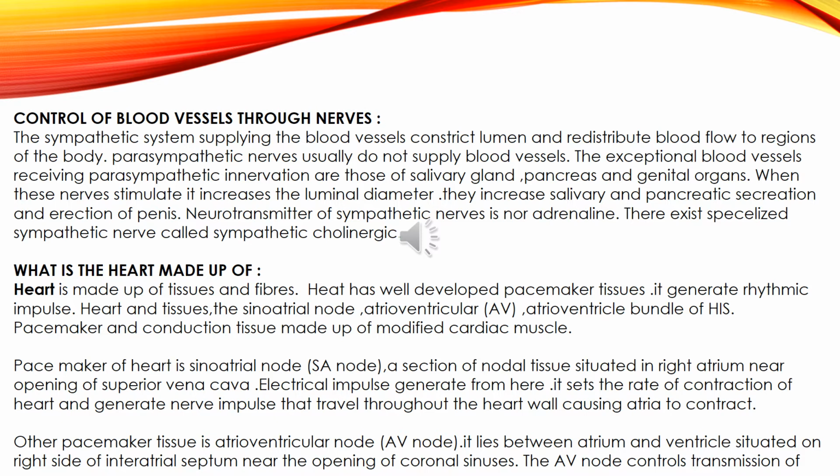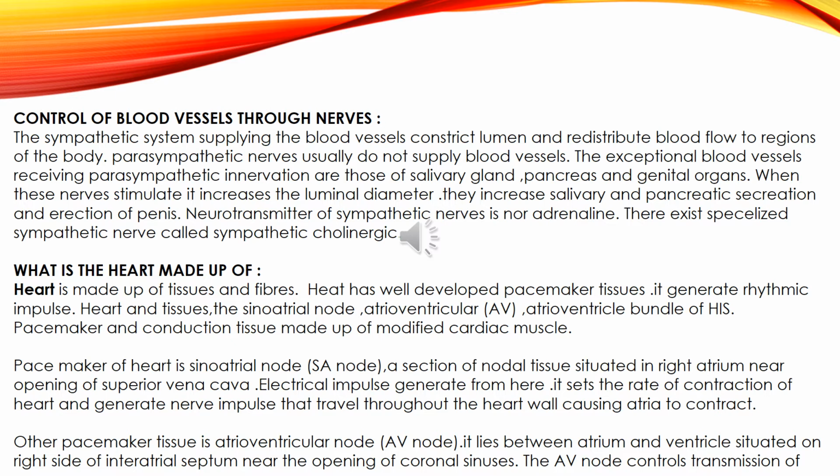Pacemaker of heart is the SA node. That means sinoatrial node, a section of nodal tissue situated in the right atrium near the opening of the superior vena cava. Electrical impulse generates from here. It sets the rate of contraction of the heart and generates nerve impulses that travel through the heart wall causing the atria to contract. Other pacemaker tissue is the atrioventricular node.